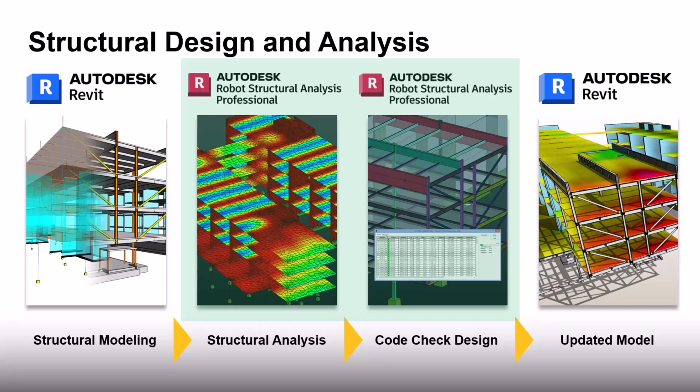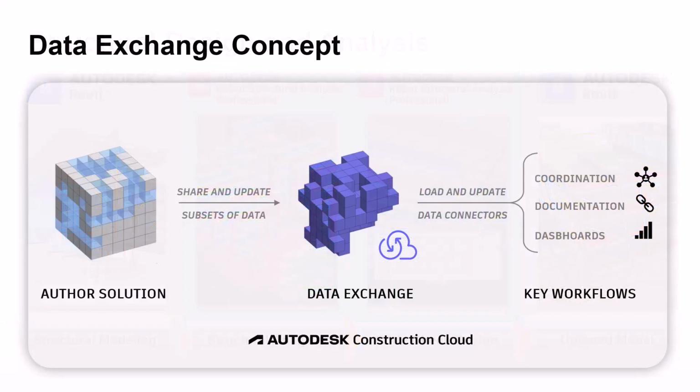While Robot Structural Analysis is a powerful tool within the Autodesk ecosystem, it is not the only option. So maybe many engineers use other analyzers like CSiBridge, ETABS, or Nexus, or something different. The key point is that Revit is not locked into a single analysis engine. Thanks to open standards and our data exchange capabilities, we can share and update subsets of data across platforms.